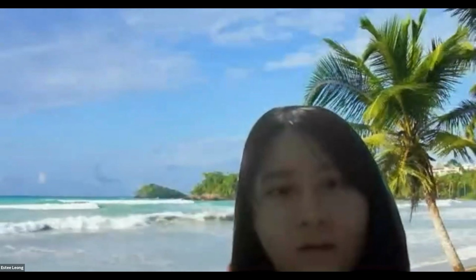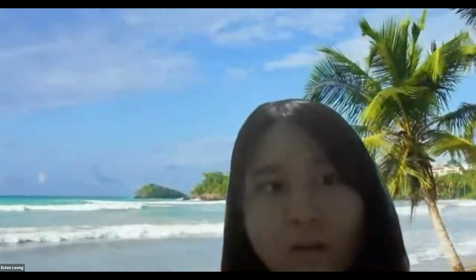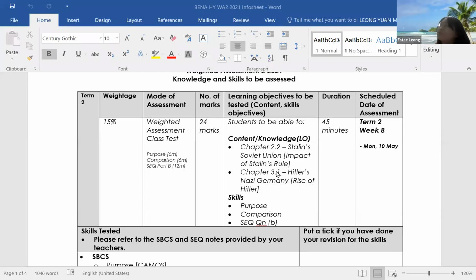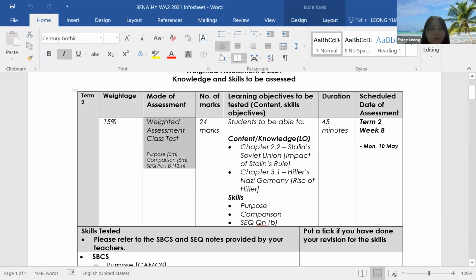If not, let me just go over what's going to be tested for your WA2, which is after the week, on 10th May. I sent this to your class group chat already. It's a weighted class assignment. These are the things that will be tested: purpose, comparison, and your SEQ part B. Purpose and comparison are not unfamiliar to you. You've been doing the CMAO, or we changed it to CAMOS, same thing. Just use the same format to write your purpose and comparison. These are things that you should already know and really should practice.